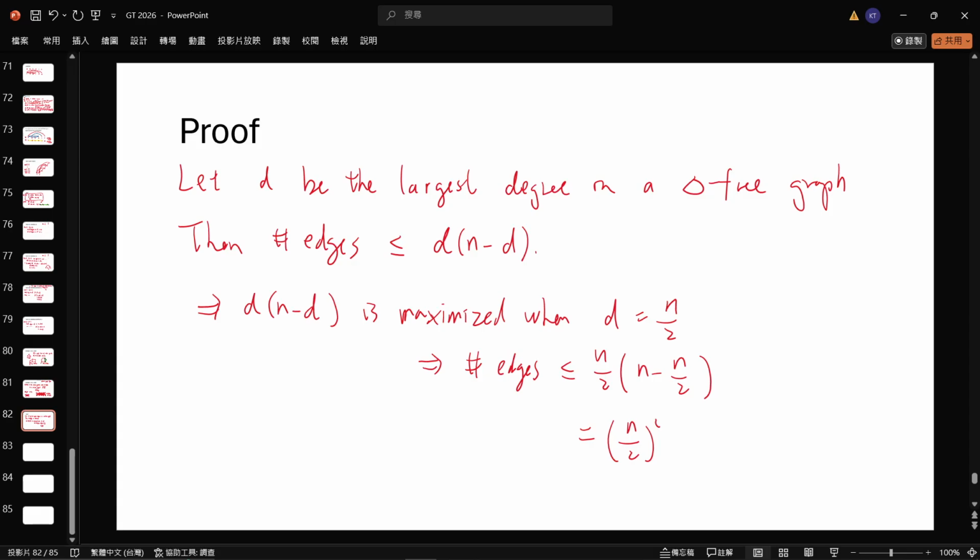And this is true even for the case when n is not an even number. But when n is not an even number, we cannot say that the highest degree is n over 2, because if n is odd, then an odd number divided by 2 would not be an integer. So we need to consider the ceiling or floor function. But I think this is not important, so we'll just focus on when n is an even number. So this is our goal.